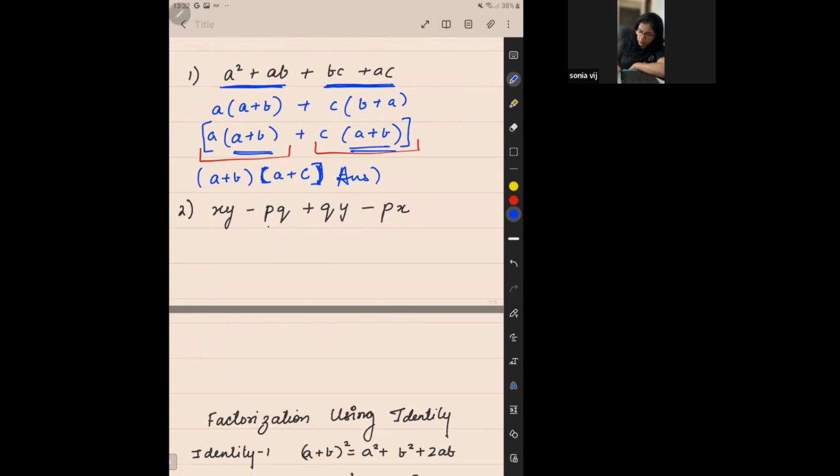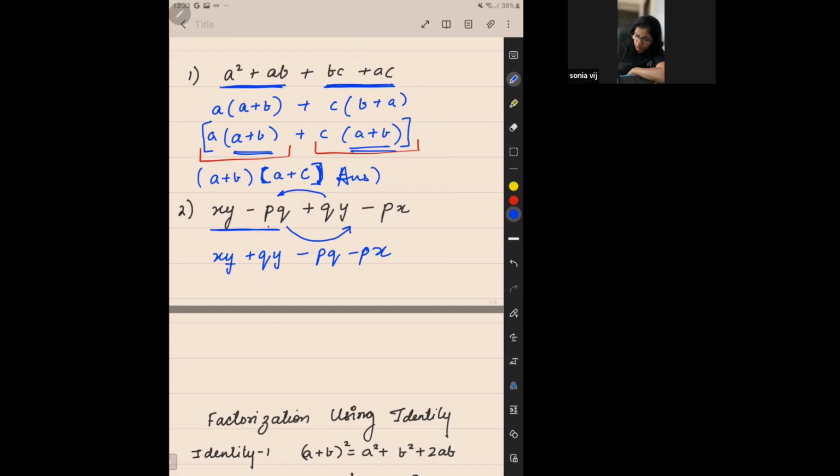So here you can see, is there anything common? No. So we will do regrouping. What does regrouping mean? This term moves this side, whereas this term moves this side. But since they are moving inside an algebraic expression, there will be no change of sign. They will move with their sign. So xy plus qy minus pq minus px. You can see pq moved with its sign and qy also moved with its sign.